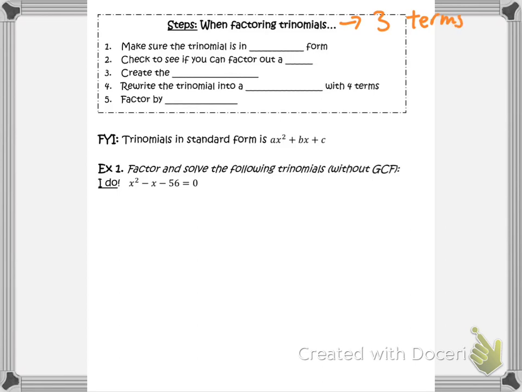So first, make sure the trinomial is in standard form. Okay, that's step 1. Standard form is from highest to lowest exponents, and the constant, the naked number at the very end.